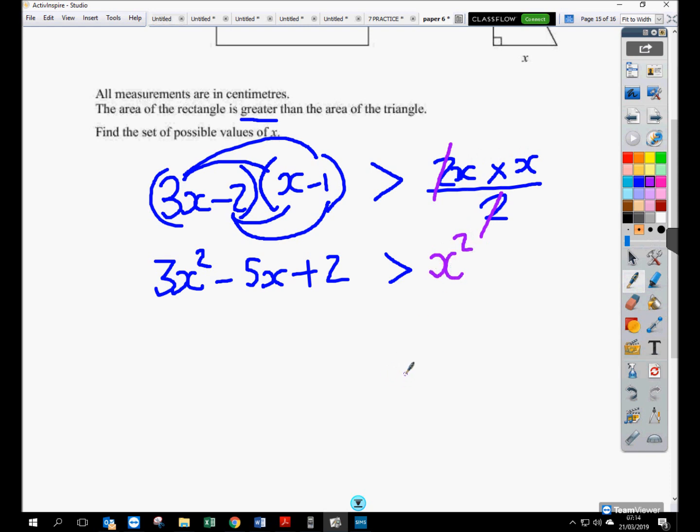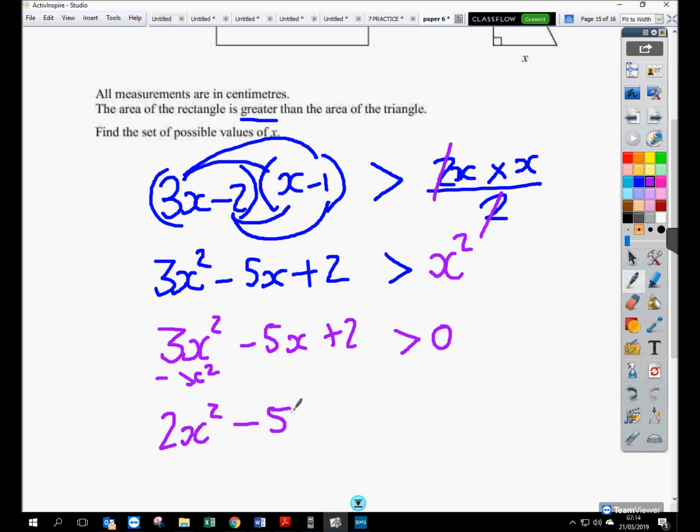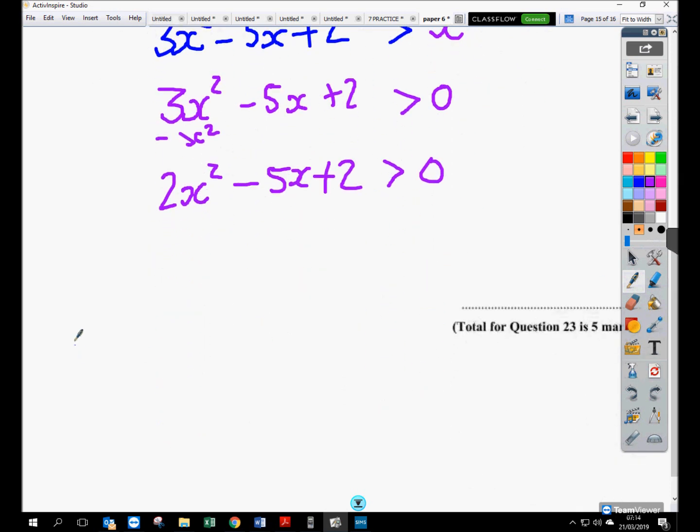This looks like a quadratic, but all quadratics should be equal to 0, or in this case greater than 0. So what we'll do is we'll take x squared from both sides, where it will become negative on the left, 0 on the right, so we end up with 2x squared minus 5x plus 2. So we've now entered a topic called quadratic inequalities.